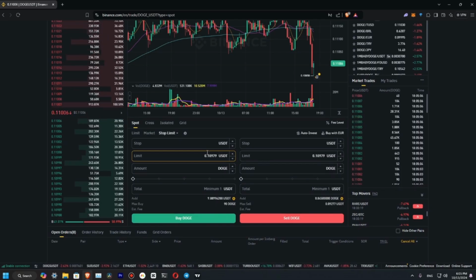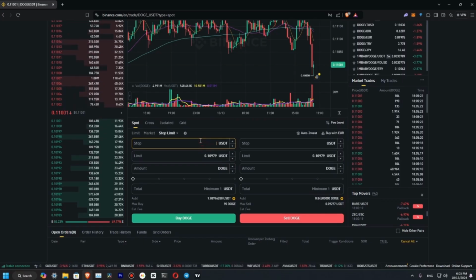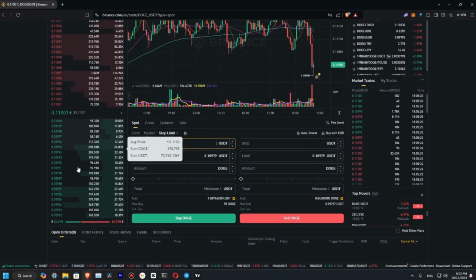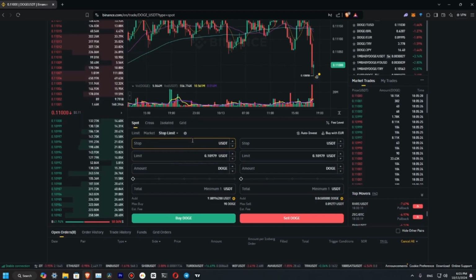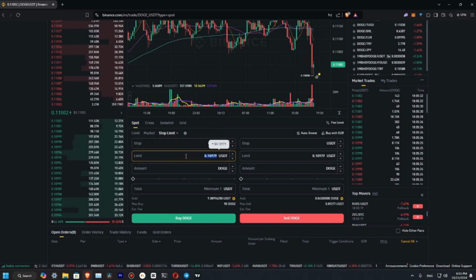Now let's talk about stop limit order. It's a more advanced type, but very useful. It combines the functionality of stop loss and limit order. Basically, what does it do? When you select a stop price, this is your trigger. If market price reaches your stop price, for example, 11.5, your limit order is executed.